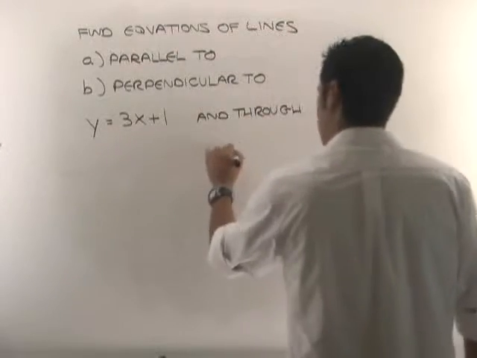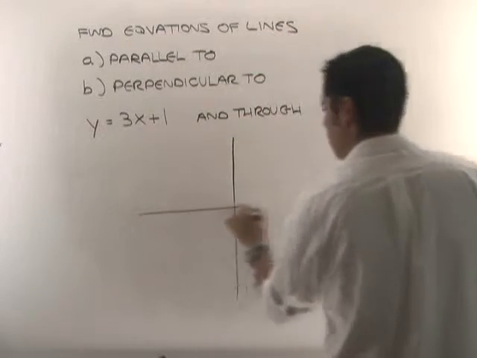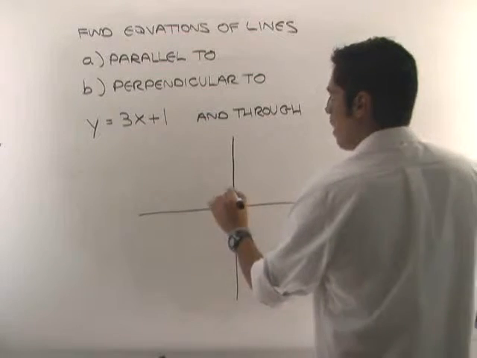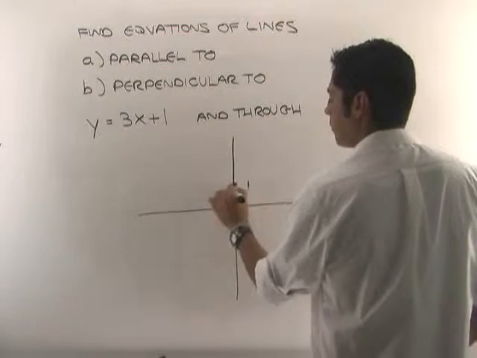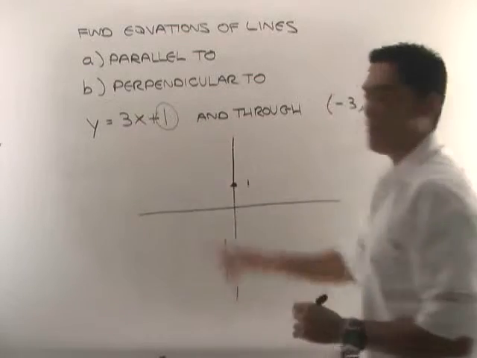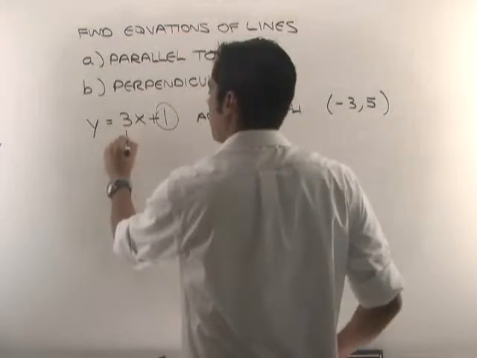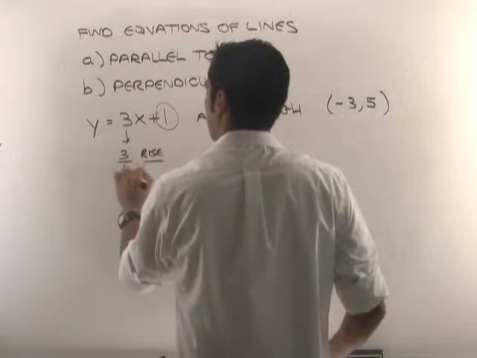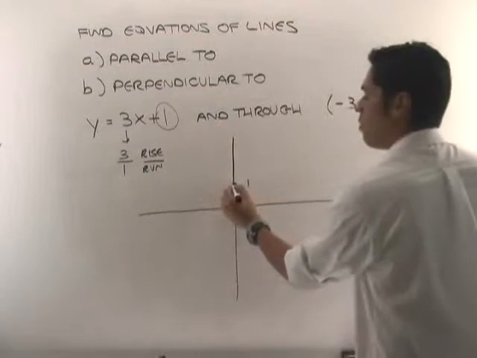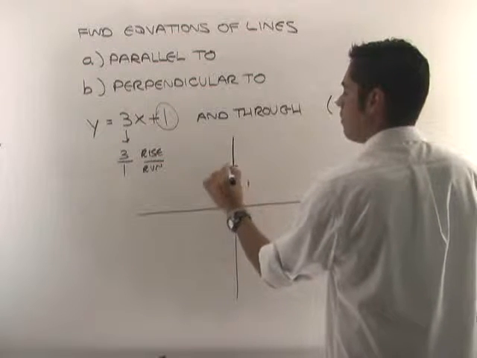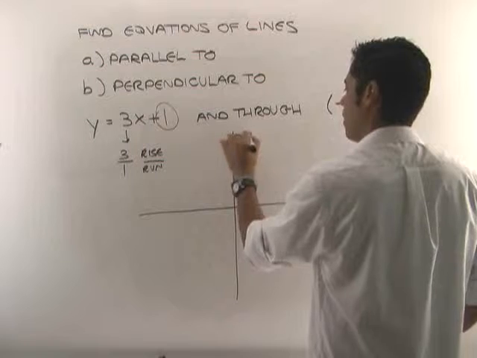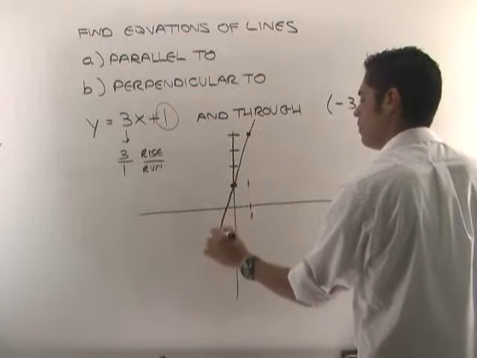First of all, we have a line. It's in the form y equals mx plus b. So we know that the y-intercept is 1. That's from here. And we know it has a slope of 3. 3 means 3 over 1, and that's our rise, and that's our run. So from this point, we can go up 3 and go over 1, and we have some line here.